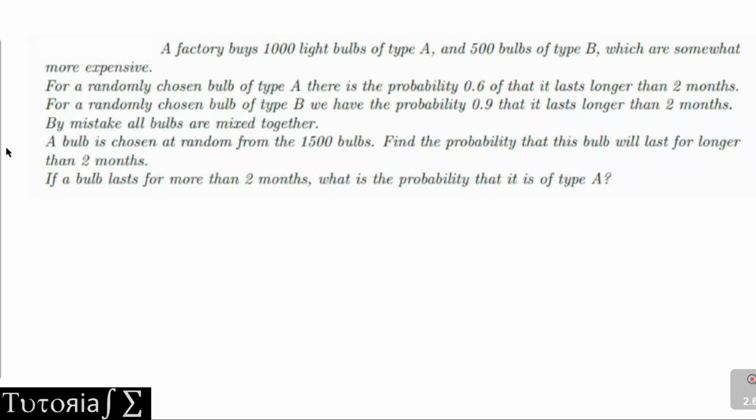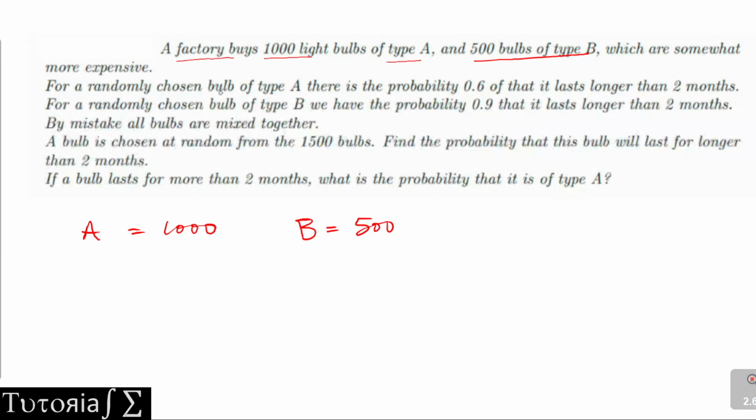Now, in today's lesson, I have this question that involves total probability and Bayes' theorem. The question reads: a factory buys 1,000 light bulbs of type A, and 500 of type B, which are somewhat more expensive.